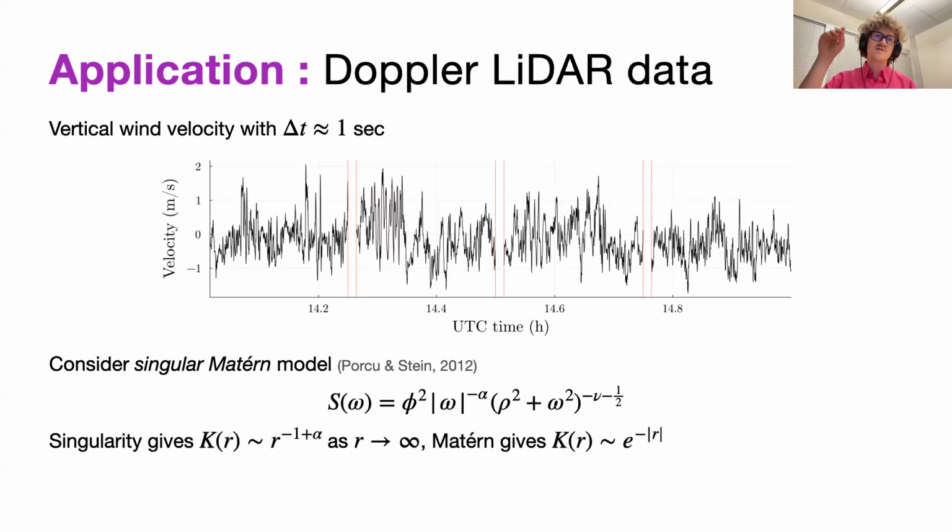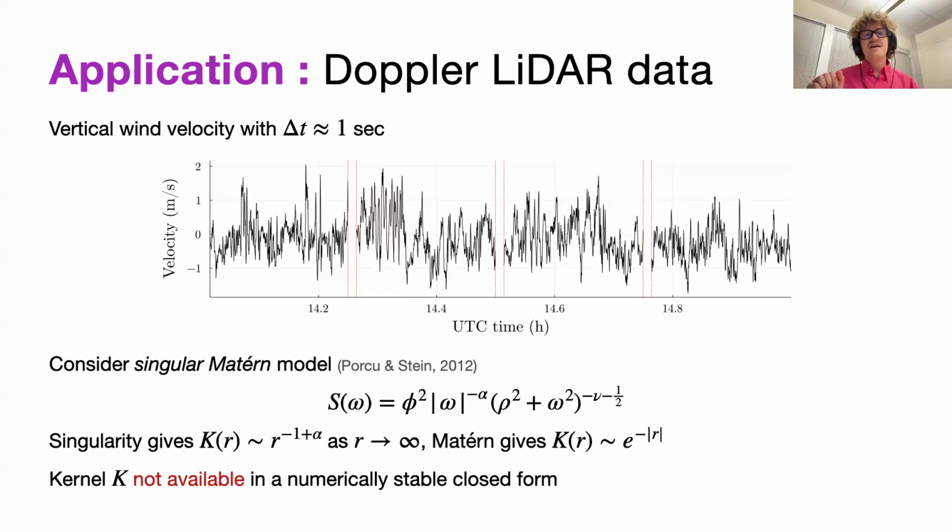So it decays like r to the negative 1 plus alpha, whereas if we didn't have this singularity, then all the Matern kernels decay exponentially in r, right? So this gives us a model class that allows us to model extremely long-range dependencies in data, right? And because algebraic singularities are straightforward to integrate using panel quadrature, and because this kernel K is not available in a numerically stable closed form, right? It's only available in the spectral domain.